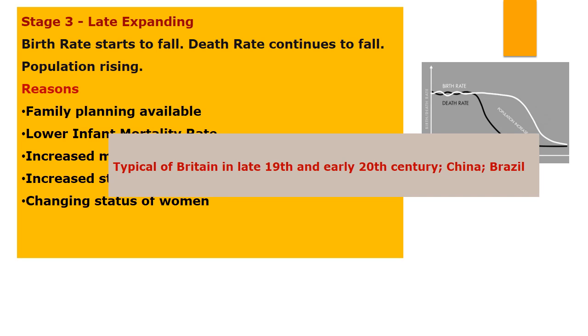So this is typical of Britain in the late 19th century and early 20th century, and today stage 3 is for China and Brazil. China and Brazil, even India is in stage 3.